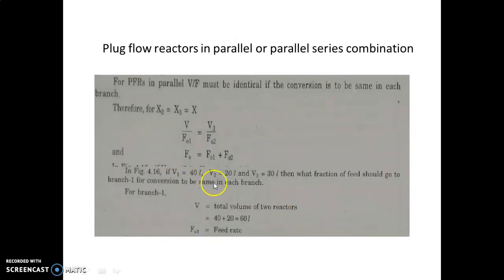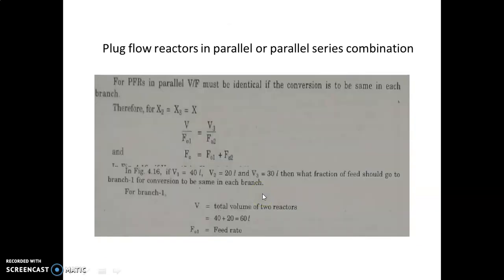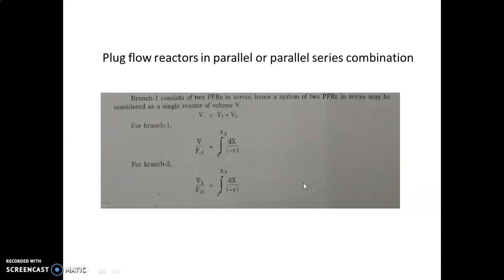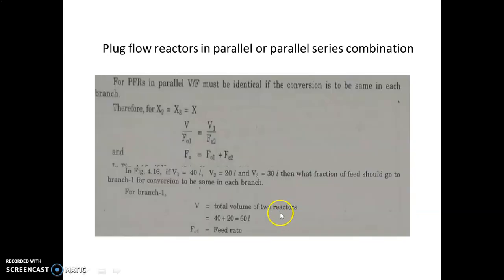suppose V1 is equal to 40 liters, that means this reactor has 40 liter volume. V2 is 20, so this is V2 having volume 20 liter, and V3 is 30 liter, that means this reactor has volume 30 liter. Then what fraction of the feed should go to branch 1 for the conversion to be the same in each branch?